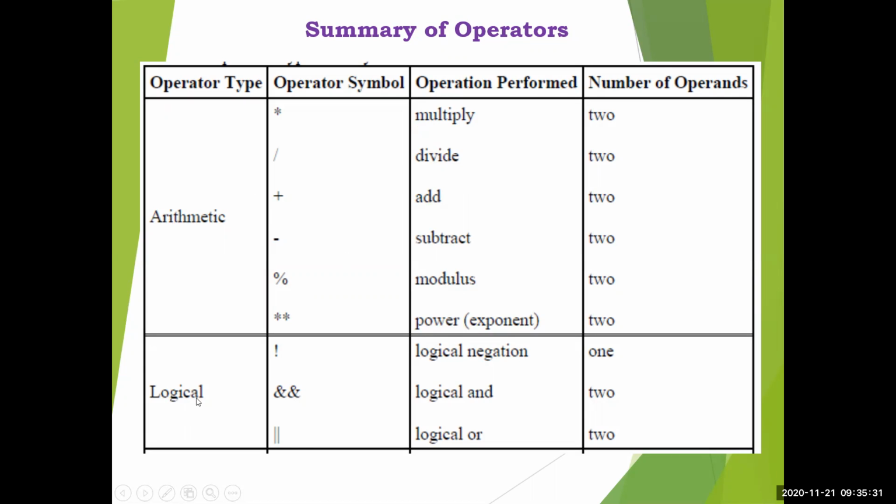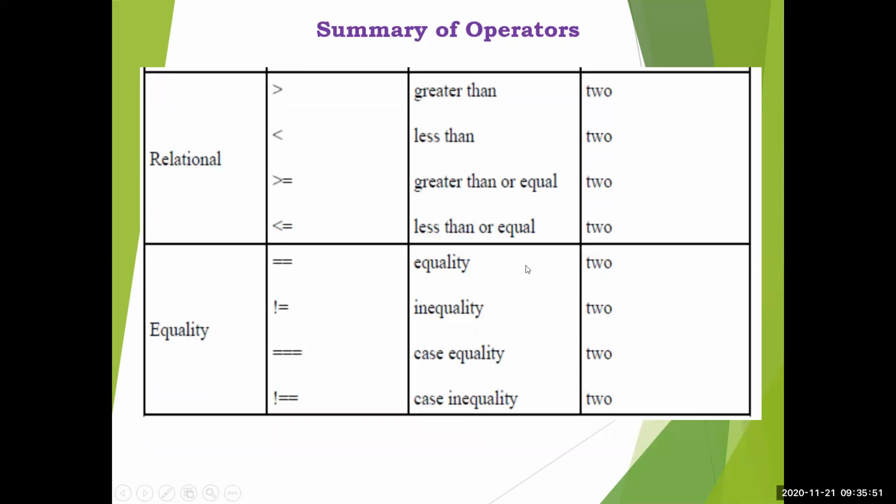The second class of operators we have gone through is logical operators. Logical negation is the unary operator, operating on one operand, and logical AND and logical OR take two operands. They always result in a logical 0 or 1. Next, we have seen relational operators, like greater than, less than, greater than or equal, less than or equal, and all these operators work on two operands.